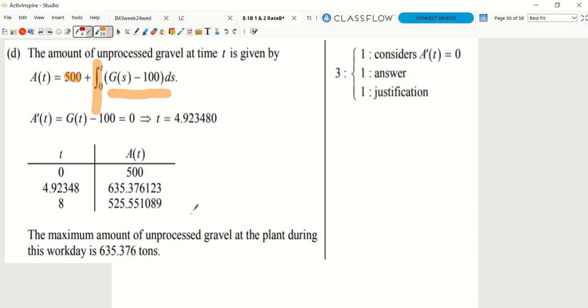Anyways, this is the same as the first example that we did, the last part. You've got your initial amount, you've got 2 rates battling each other, and then we plug in the endpoints and the x-intercept and just see which one's the maximum. That's all I was doing.